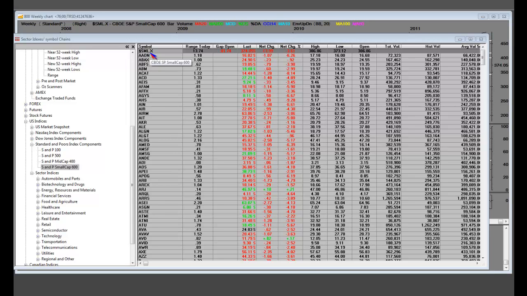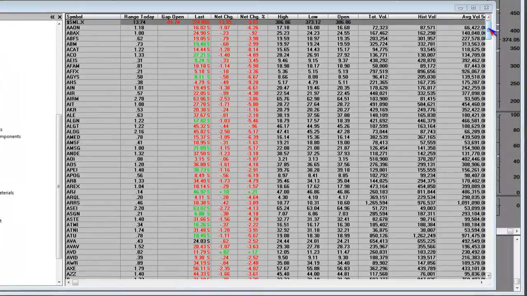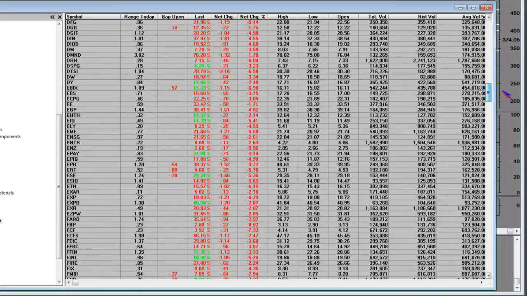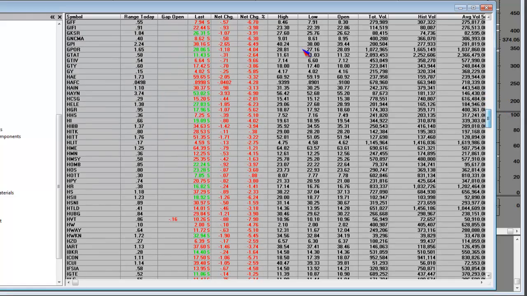Small cap, SML.X, the small cap index, and this is it right here. These are the culprits in the small cap. There is leadership in small cap that is very important. Notice as I scroll through the list on Friday, you've got everything here at the net change and net percent change at the close.